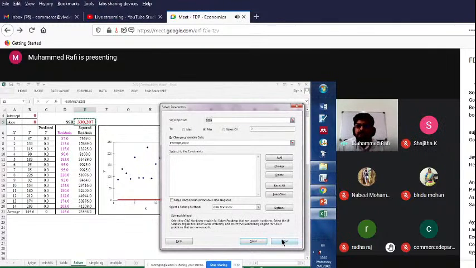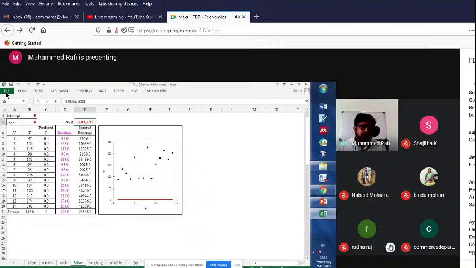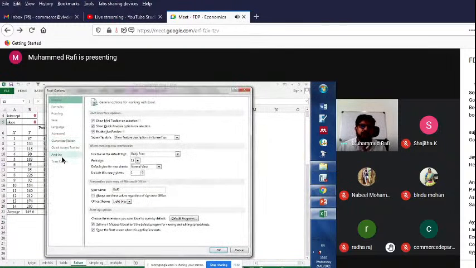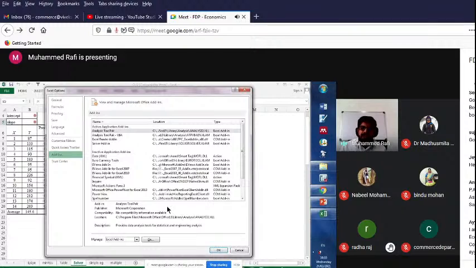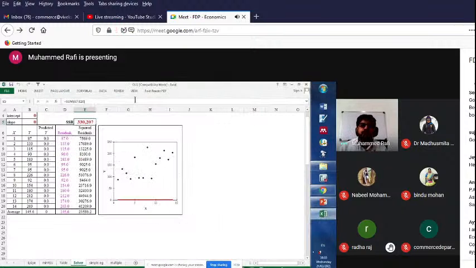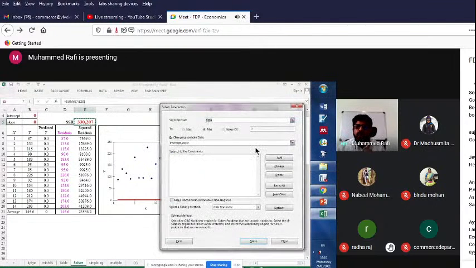So if you do not have it in your Excel, you can go to File and here there is the last option where you can go for add-ins, and in add-ins there is a tool called solver. So you can see that the solver is being added in my list. So if it is not there, you can add. So what I'm going to do is that I'll minimize the residual sum of square and find out the values of beta 0 and beta 1.